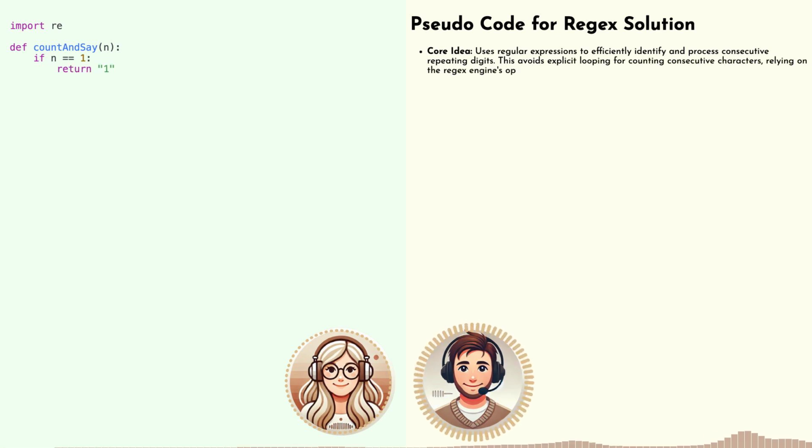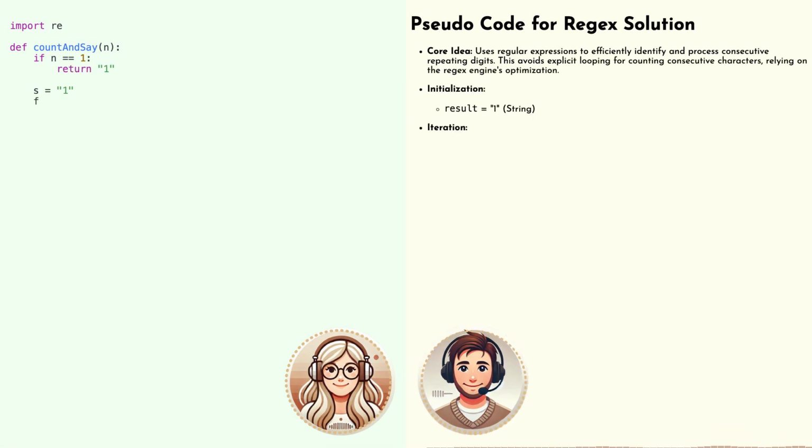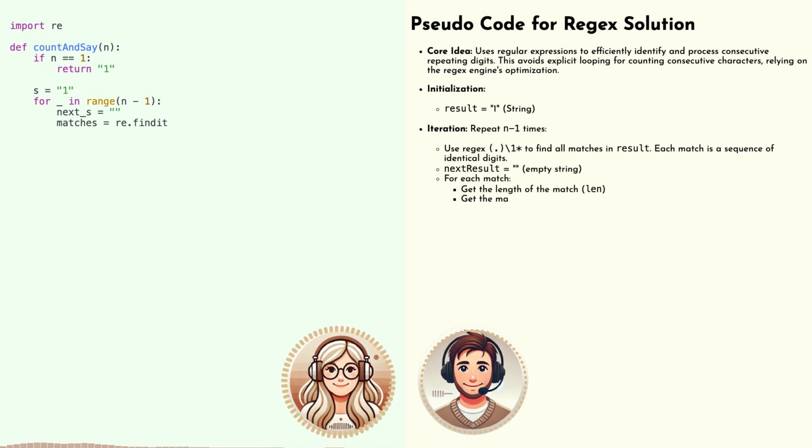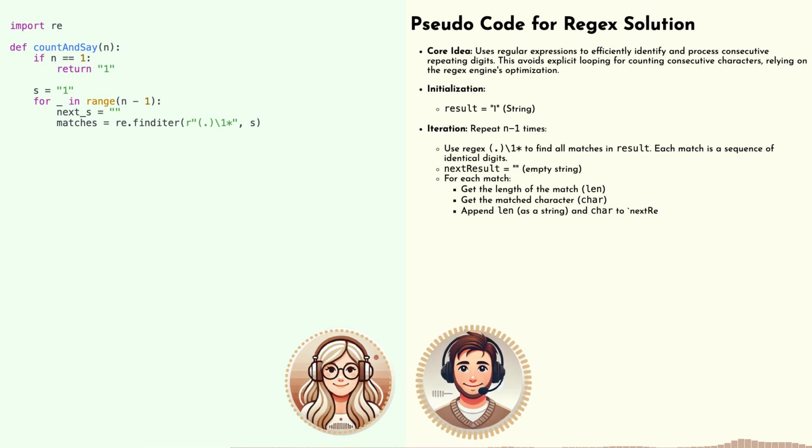That's pretty cool. How about the regex way? What would that pseudocode be like? For the regex solution, we'd still have the count_say function taking an integer n. We'd handle the base case the same way, returning 1. All right, same setup so far. What changes when n is bigger than 1?